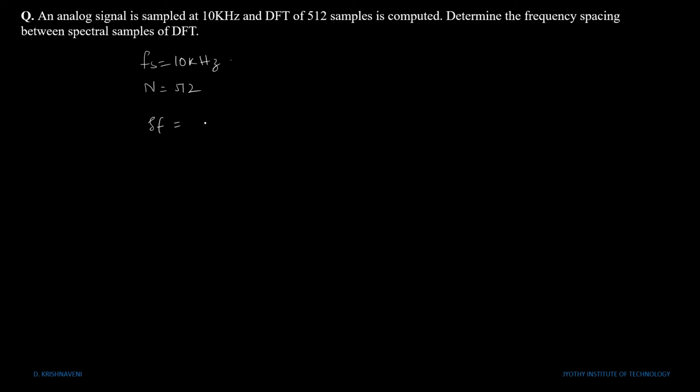So delta F is given by Fs by N, and delta omega is nothing but 2 pi into delta F by Fs, which is equal to 2 pi by N. So Fs is 10 kilohertz, N is 512. So when you divide, it is 1.95 hertz, or if you convert into radians, it will be 2 pi by 512.